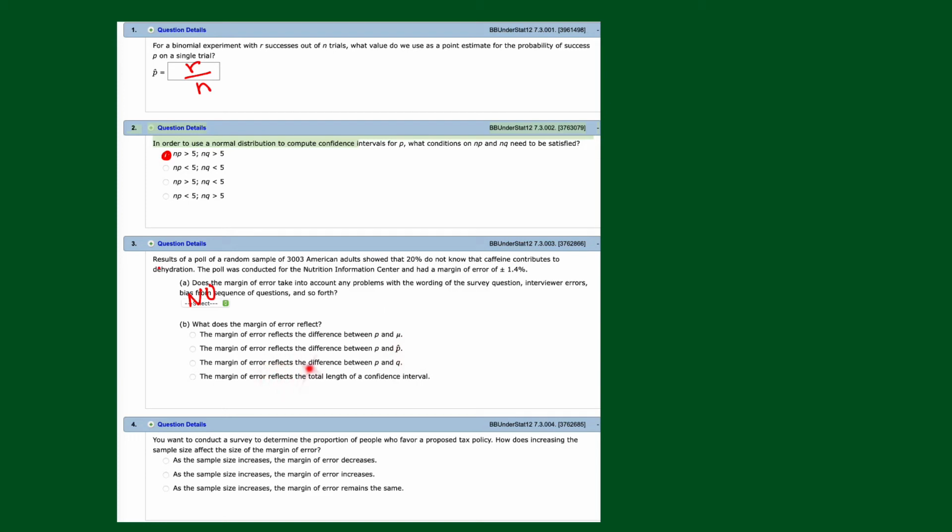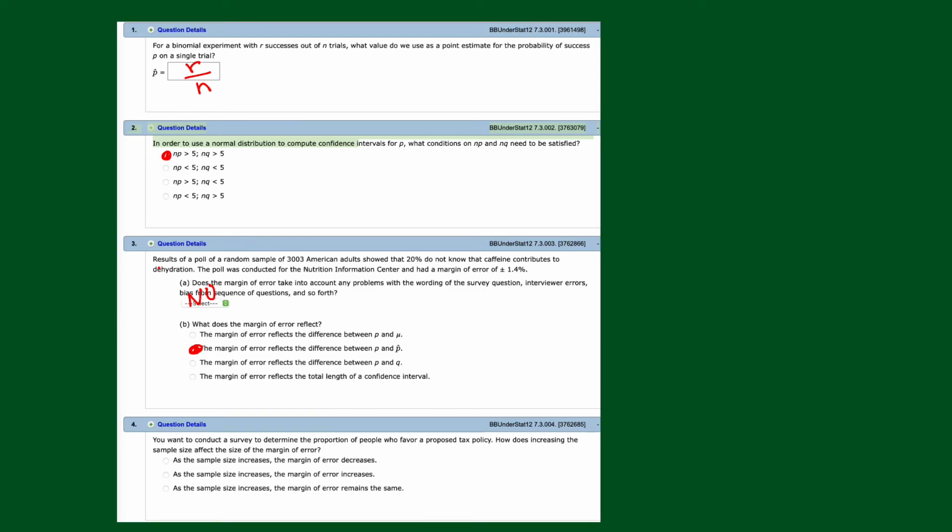What are the other ones? Let's just be careful. P and Q, no, that's the probability of success and failure. The total length of the confidence interval, no. I think we're going to go with the second one here: the difference between the observed proportion and the true proportion.